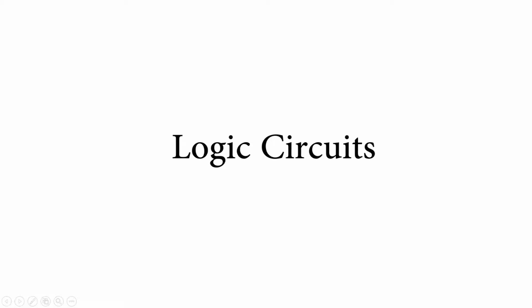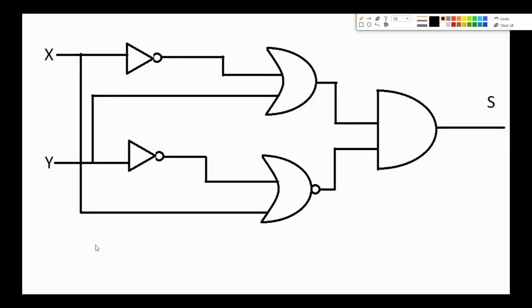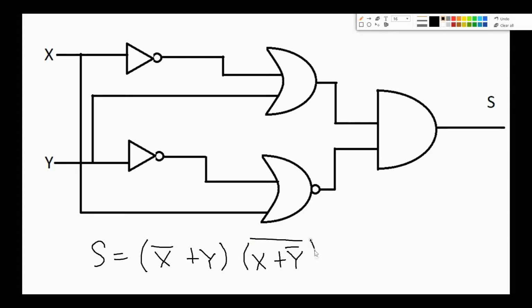Now we construct our logic circuit. We are given the equation S is equal to quantity X bar plus Y ANDed with the complement of quantity X plus Y bar. And I will label this as the first expression and this one as the second expression.